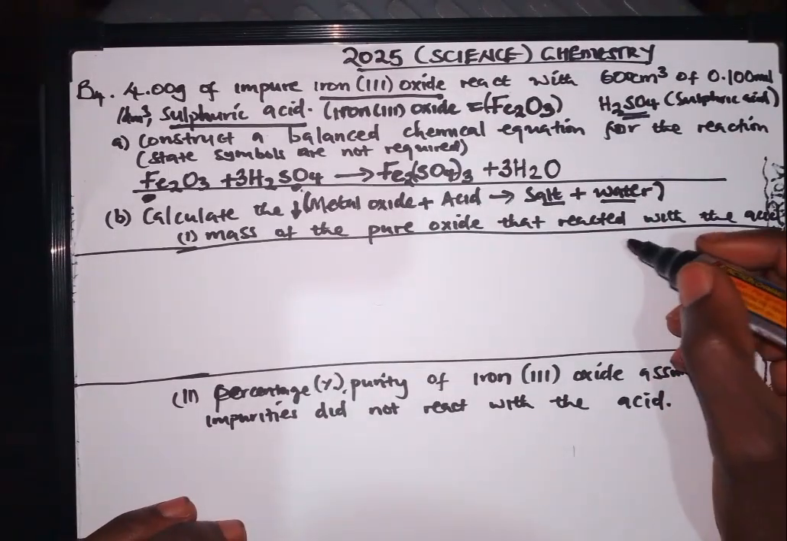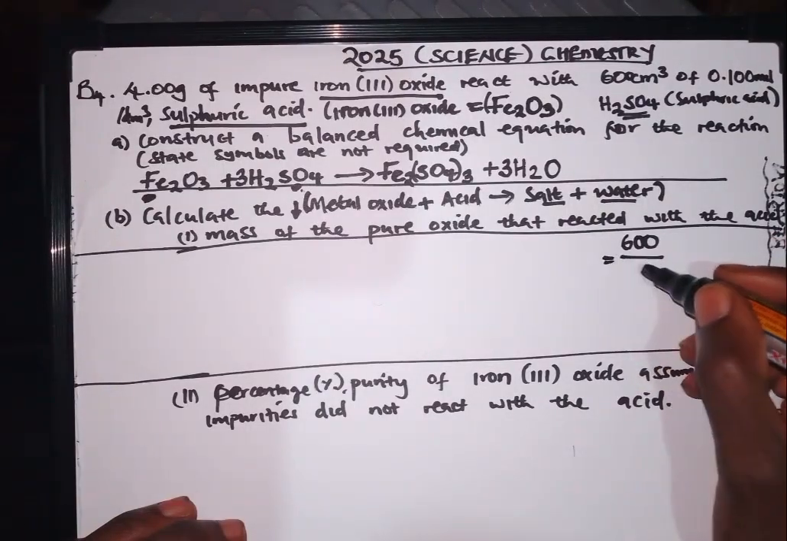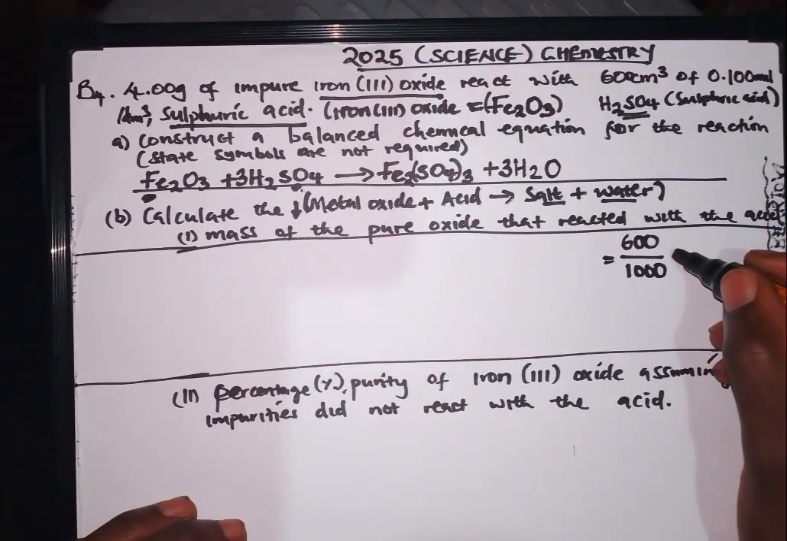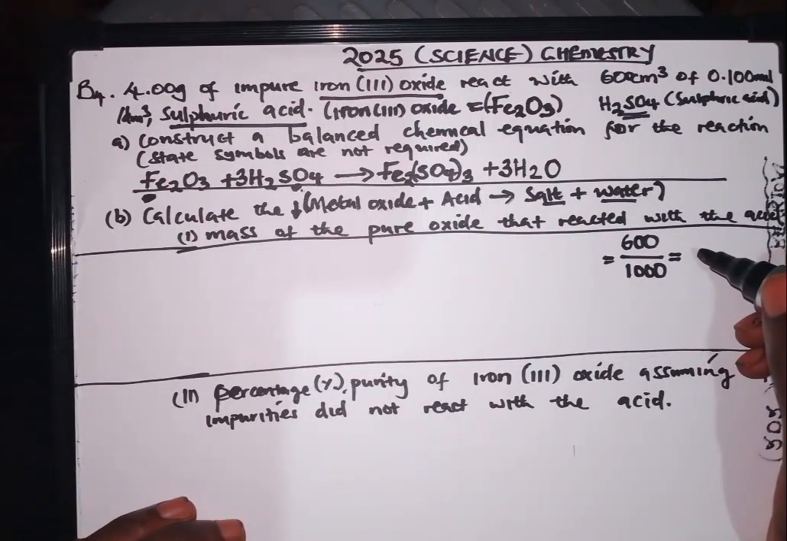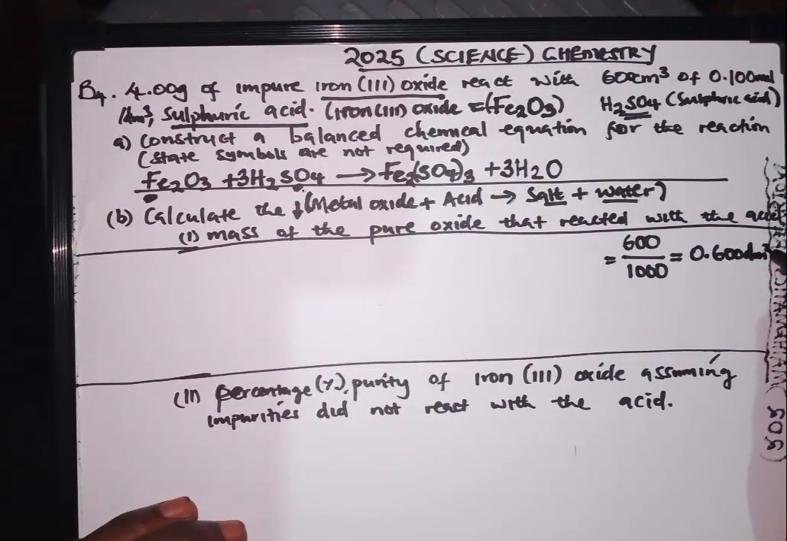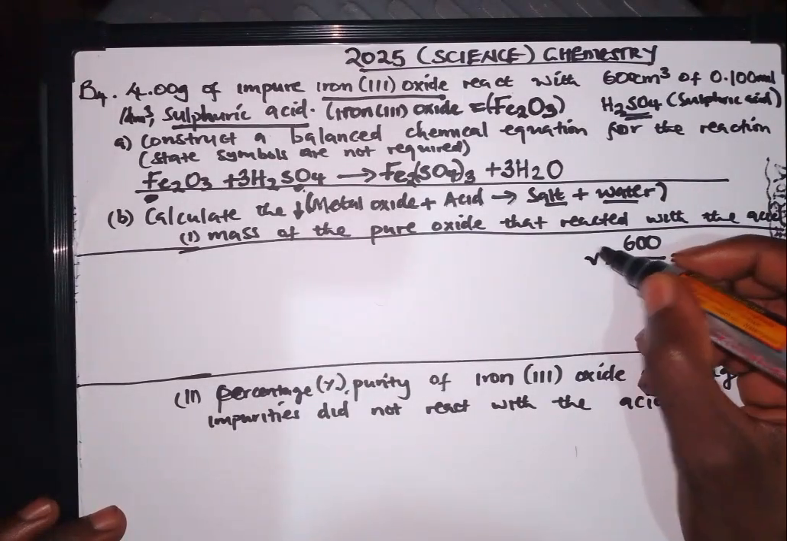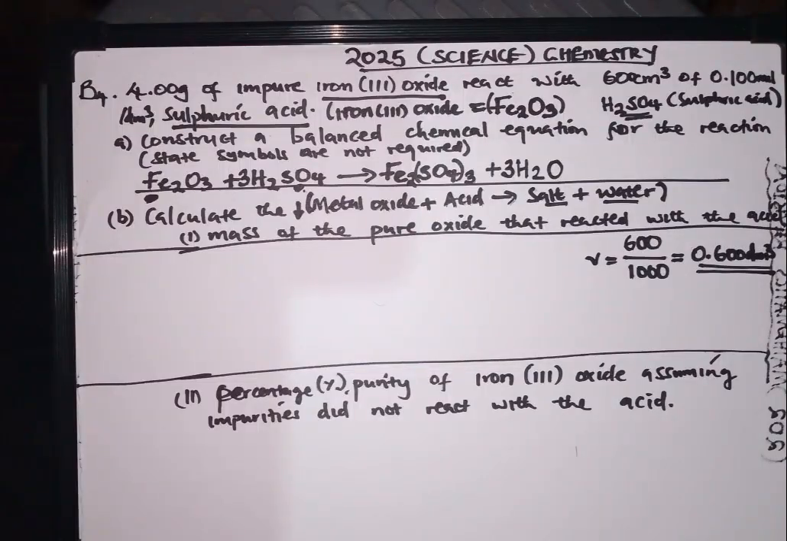So you say 600 divided by 1000 will get what? 0.600 decimeter. Yeah. So once you do this, meaning you have what? You have converted your volume from cubic centimeter to what? Decimeter. Yeah.